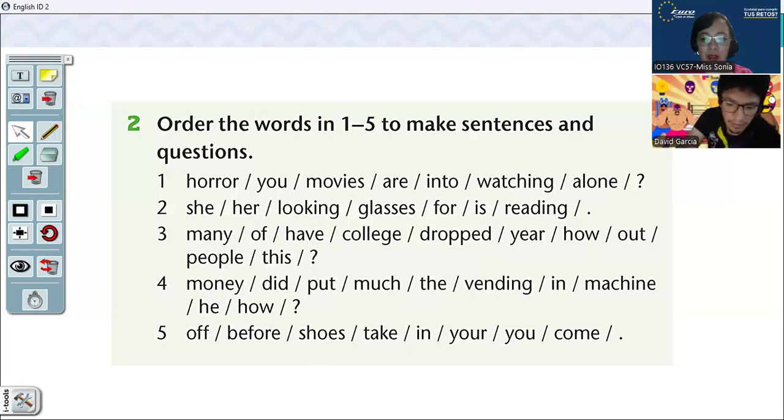Okay, how many people drop out? How many people dropped out? How many people in this college drop out? This college, this college, correct. Okay.